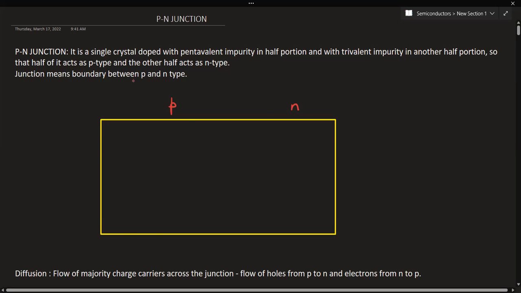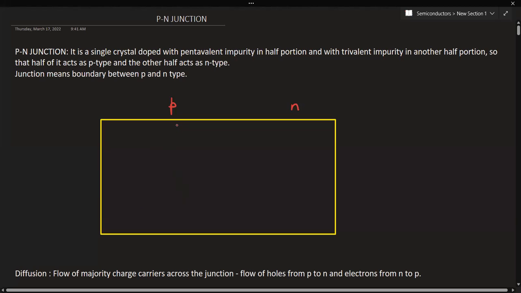So PN junction is what? This is basically a single crystal which is doped with pentavalent impurity in one half portion and trivalent impurity in the other half portion. So if I want to make this half part P-type, should I take pentavalent impurity or trivalent? Trivalent. And if I want to make the other half N-type, then pentavalent impurity. Fine, right.